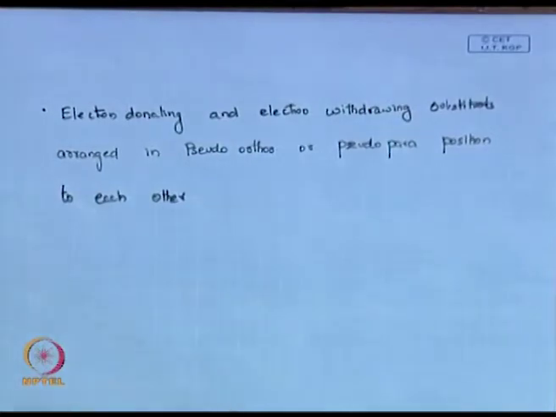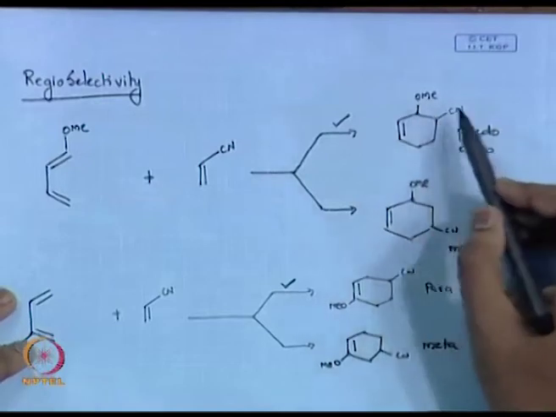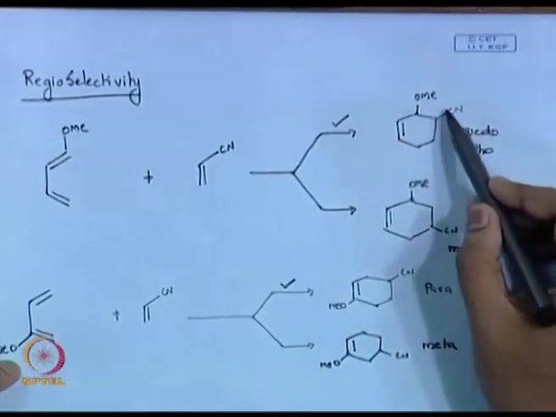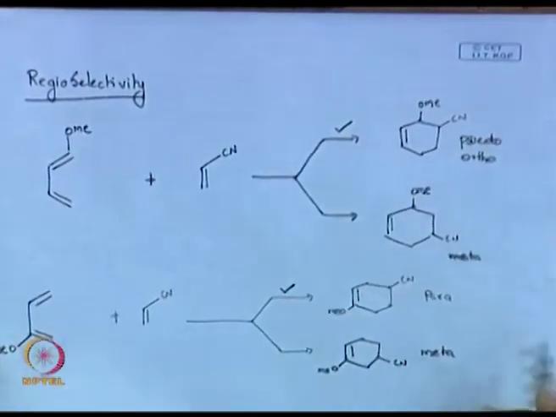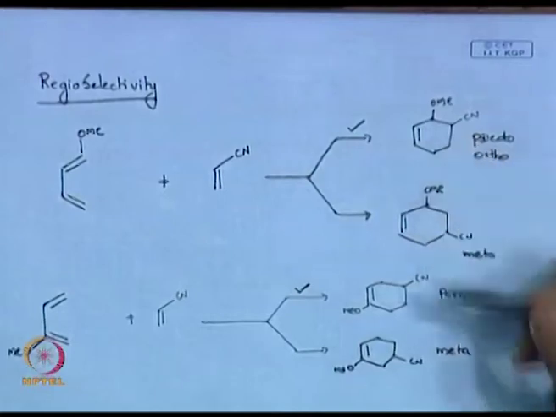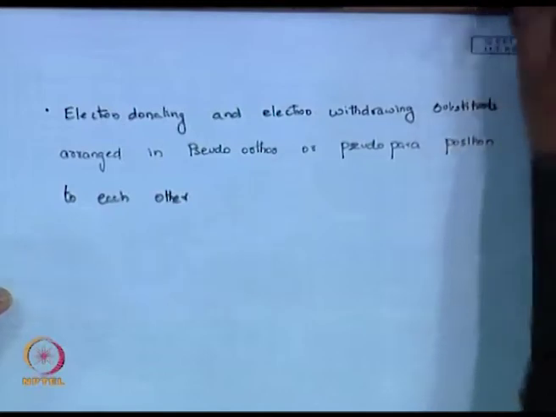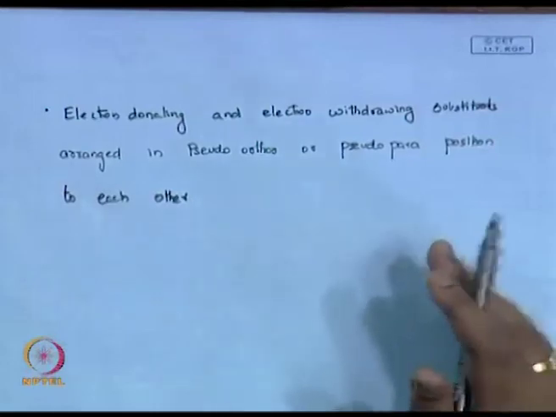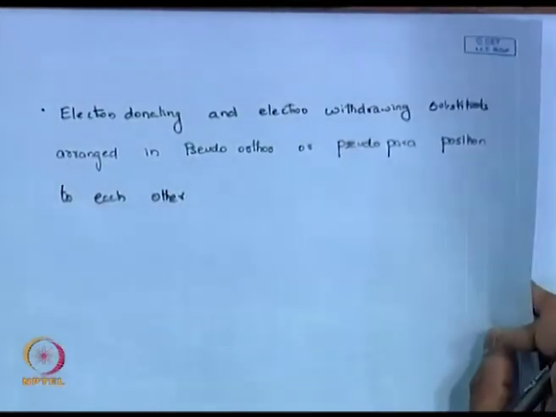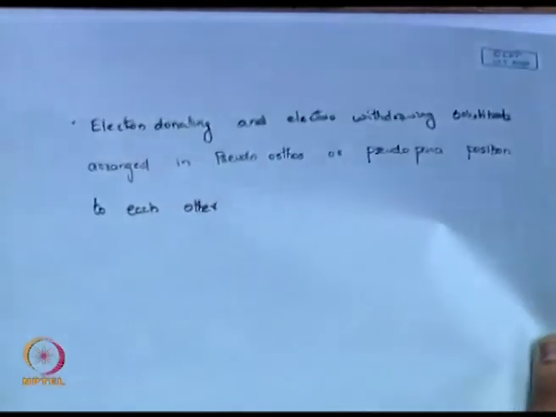So, your electron donating and electron withdrawing substituent in the product, what I am meaning is that the electron donating and electron withdrawing substituent most of the time in the product prefers to be in either ortho or para. You never get selectivity over meta. So, that is what I said, electron donating and electron withdrawing substituent arranged in pseudo ortho or pseudo para position to each other. Now, we will understand how it happens, why this thing happens.